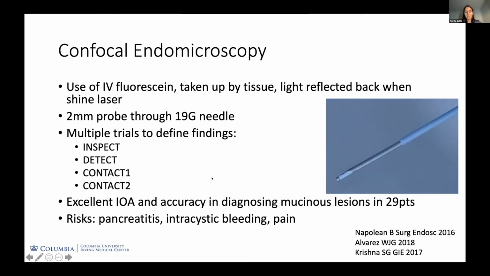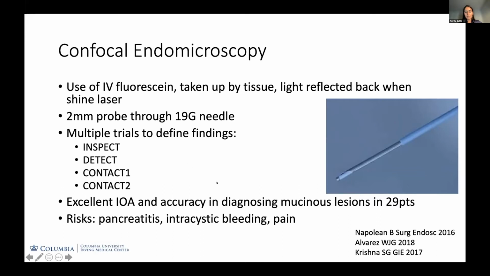It was originally used to look at Barrett's esophagus and then biliary epithelium. This is a technology that uses IV fluorescein, which is injected. This is taken up by neoplastic tissue, and when a confocal laser is shone, the light reflected back provides near cellular images. So this is now feasible in cysts using a 2-millimeter probe that goes through a 19-gauge needle.